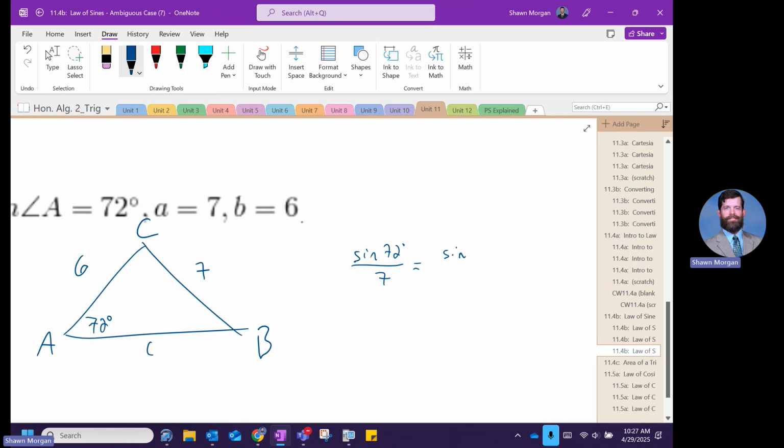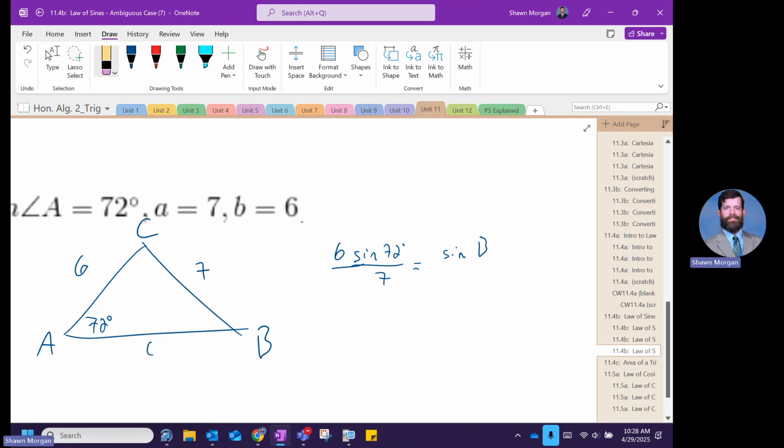Good, because if I pick sine of C over little c, that's too many unknowns. I don't know either one of those. It doesn't help. So sine of big B over 6. And then, Eli, what's your first step? Multiply both sides by 6. Aiden, what's your next step?